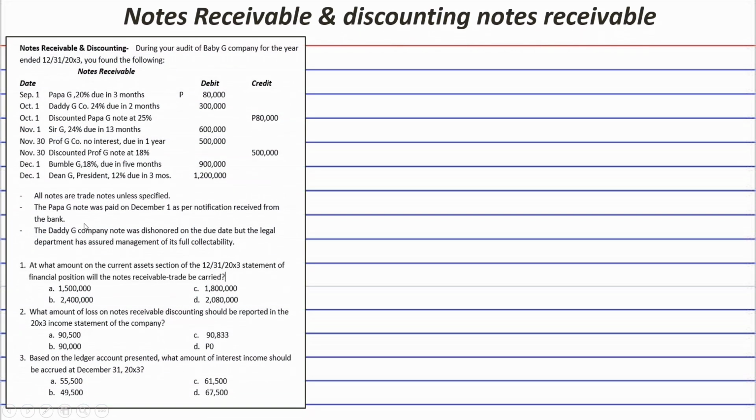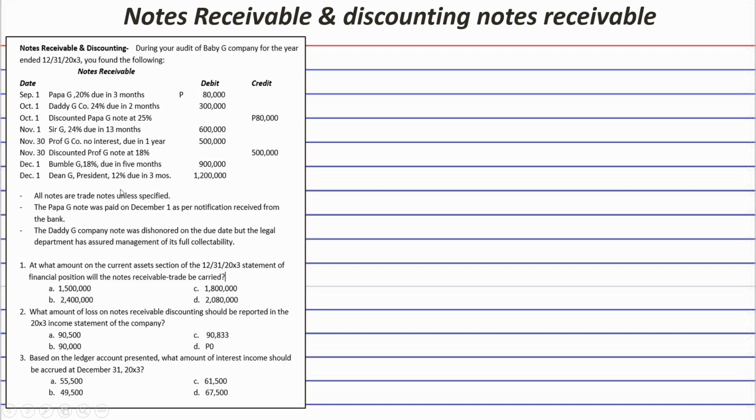And today we're going to answer this comprehensive problem where you will assume the footsteps of an auditor of BBG. And you found the following transactions related to BBG's notes receivable. Okay? So, to summarize, BBG actually has a lot of promissory notes from different companies like Papa G, Daddy G, Professor G, Sir G, and others.